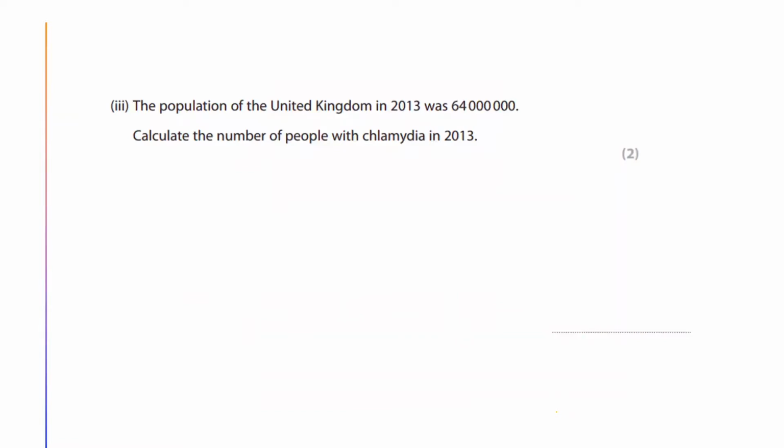The population of the United Kingdom in 2019 was 64 million. Calculate the number of people with chlamydia in 2013. So it's a maths question. We've got that per 100,000 people, 1,800 had chlamydia.